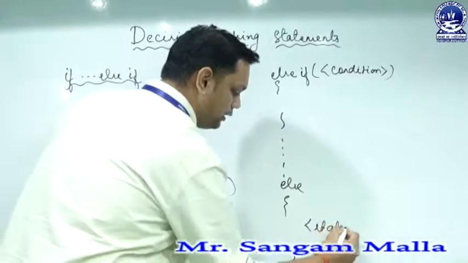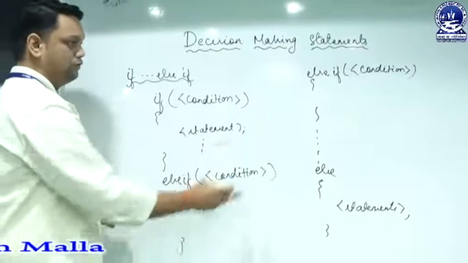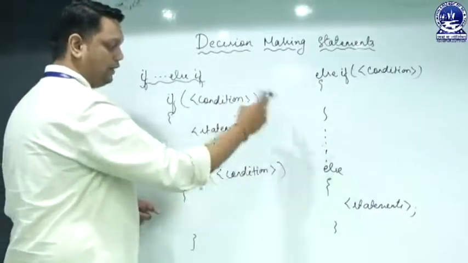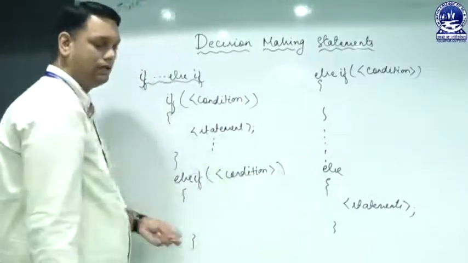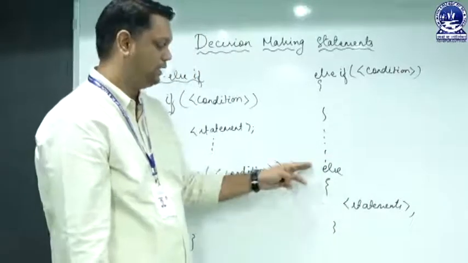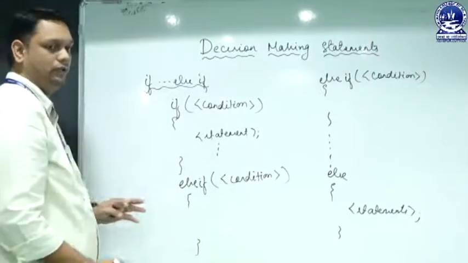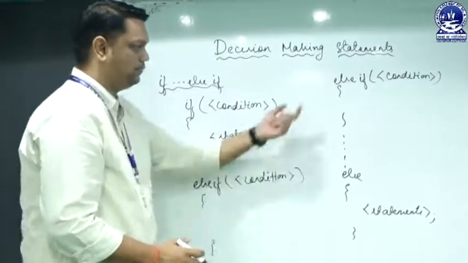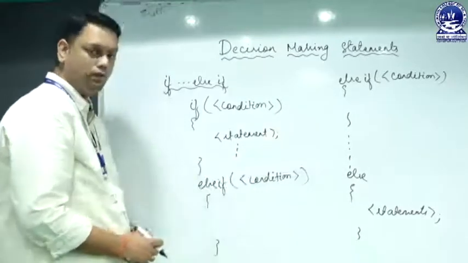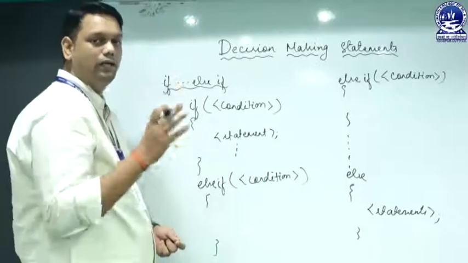which means that if all the conditions of if return false, then finally it will come to the else part, and the single statement or a number of statements under the else statement will be executed. So in the if else if statement, if all the conditions are coming false, then it will move to the else part, which was not there in if and if else.